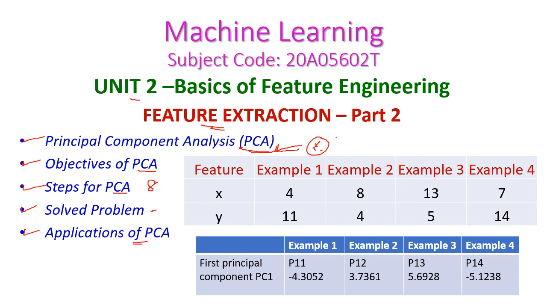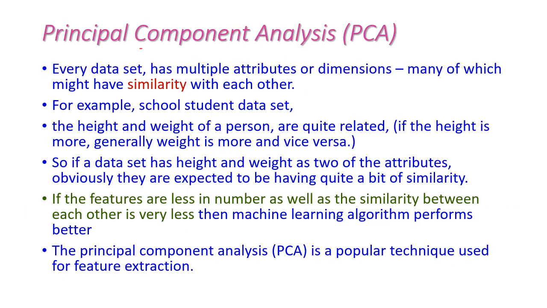After that, we will see the applications of PCA. By using PCA, we can reduce the dimension of a data set. For example, this is a two-dimensional data set. By using PCA, how will this two-dimensional data set be reduced into a one-dimensional data set? This is the thing we will see in today's class. Principal component analysis.